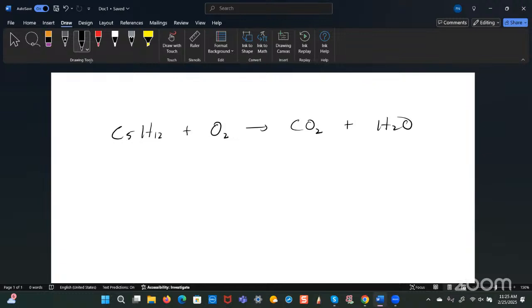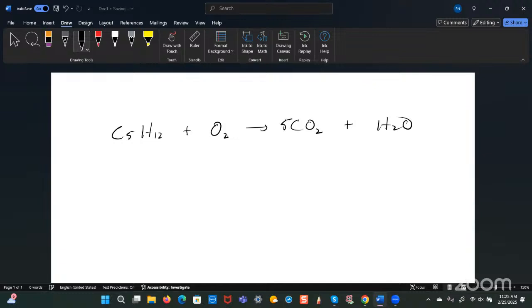Let's start with the carbons on both sides. How many carbons do we observe on the left side? 5, right? How many carbons do we observe on the right side? 1, right? Okay, so how would you balance the carbons? You have 5 on the left, 1 on the right. So what would you do? Right. Put a 5 in front of the carbon on the right.